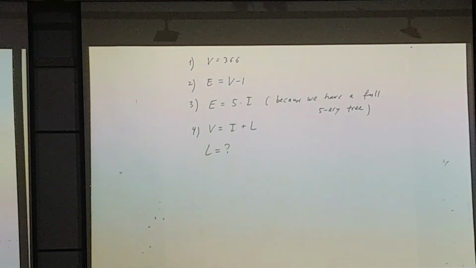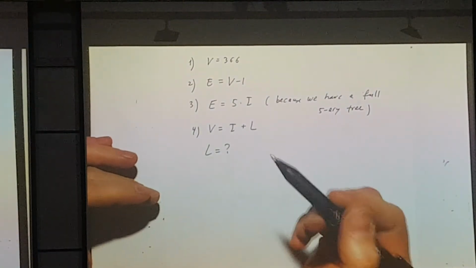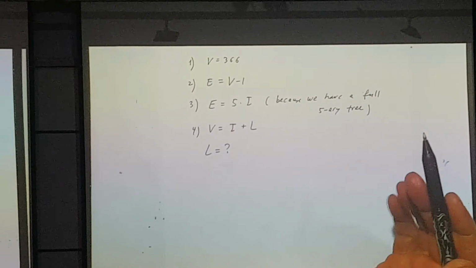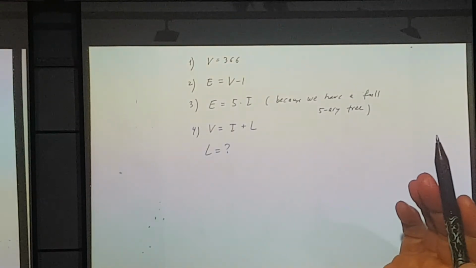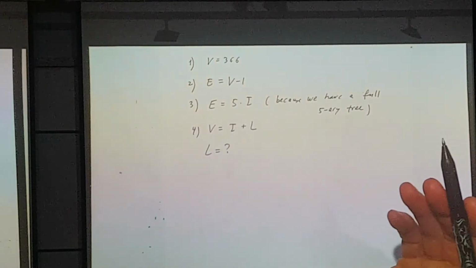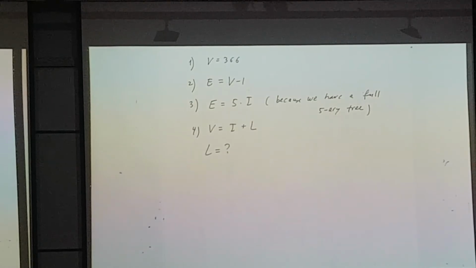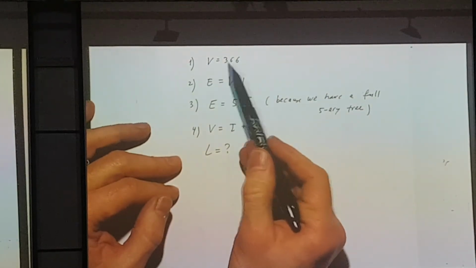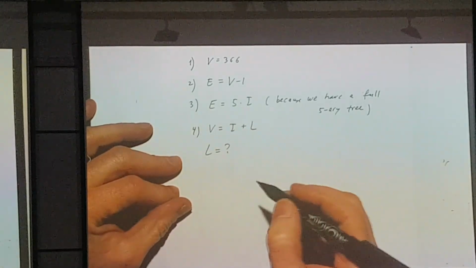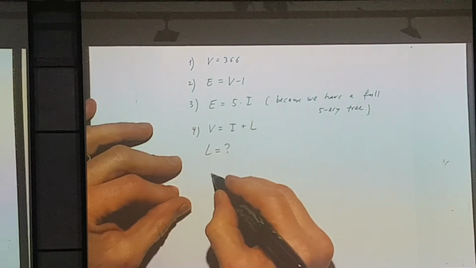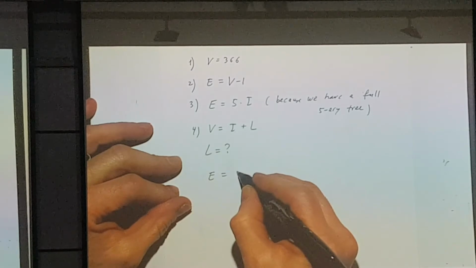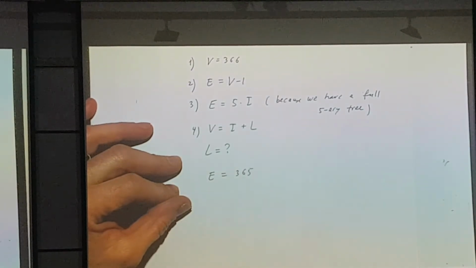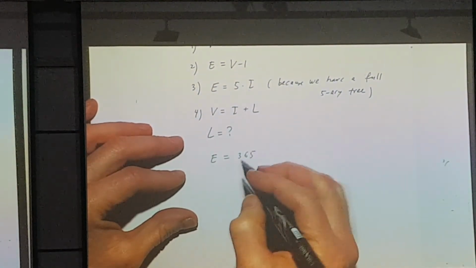Okay, I proceed in the same way. I can gradually keep reducing the number of variables until I arrive at a single equation with a single variable, which I want to be L. So I start with substituting V equals 366 into equation 2. So that gives me E equals 365.